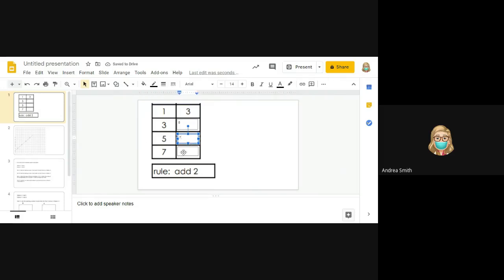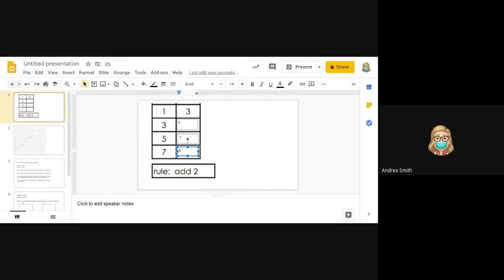Now we go down to the next number, 7. We apply the same rule to the 7. The rule is add 2. 7 plus 2 equals 9. Okay? Very simple.